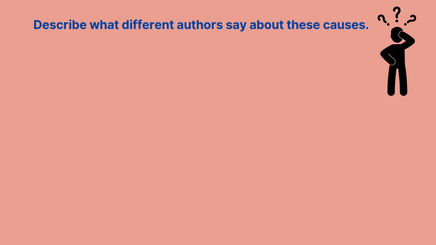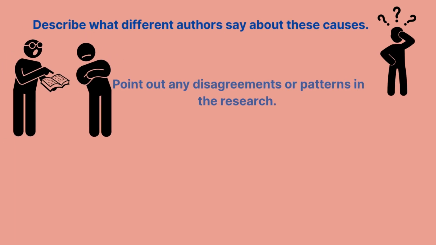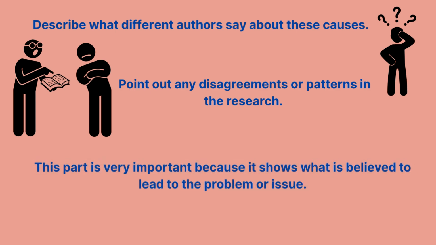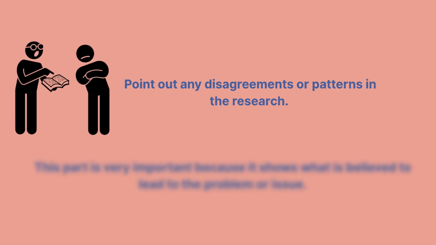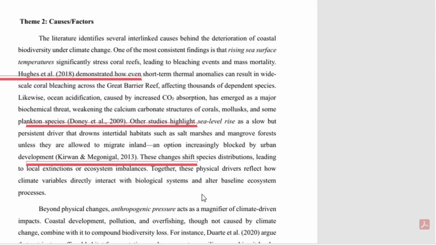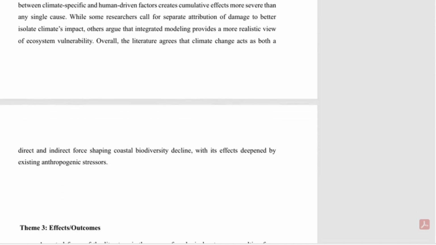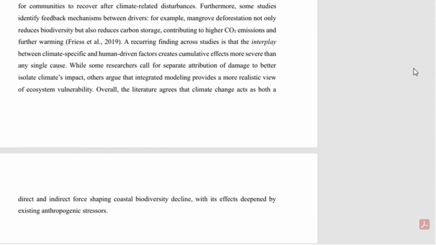Describe what different authors say about these causes. Point out any disagreements or patterns in the research. This part is very important because it shows what is believed to lead to the problem or issue. In this example, you can also see that it includes different researchers' results about the causes by comparing each cause. It highlights what different researchers found about the causes, reasons, and factors, and then compares those findings.